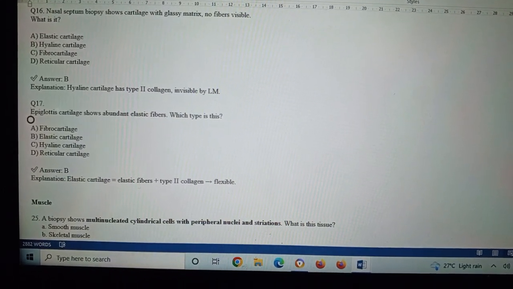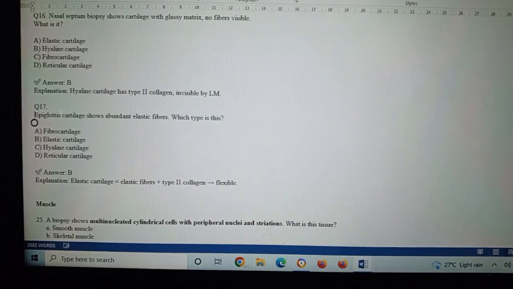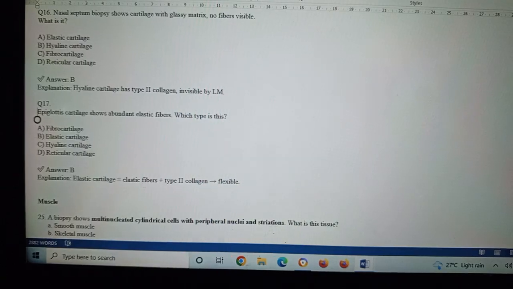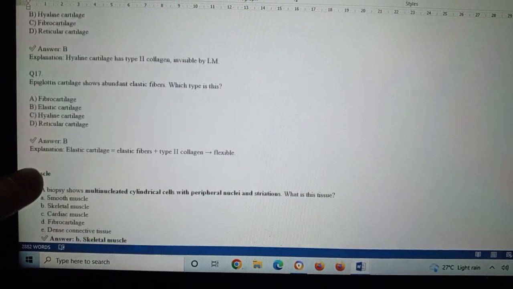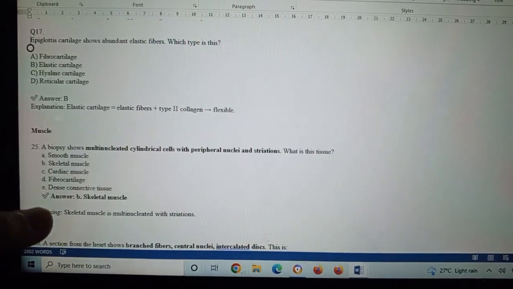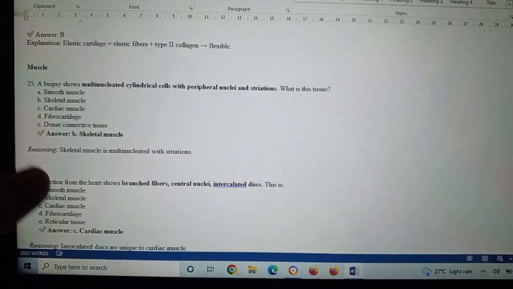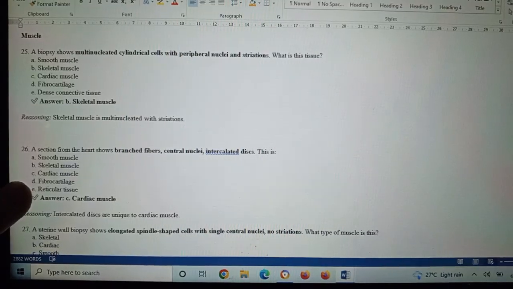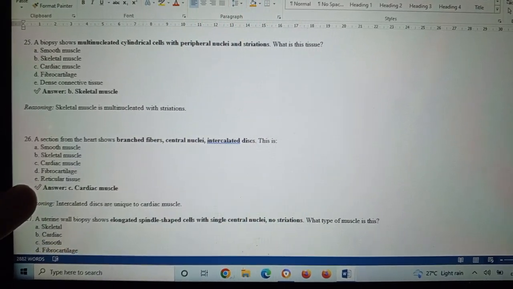Epiglottis cartilage shows abundant elastic fibers. Which type is this? This is elastic cartilage. Elastic cartilage has elastic fibers and type 2 collagen and that is flexible. Now let's talk about the muscle also. A biopsy shows multinucleated cylindrical cells with peripheral nuclei and striations. What type of tissue is this?